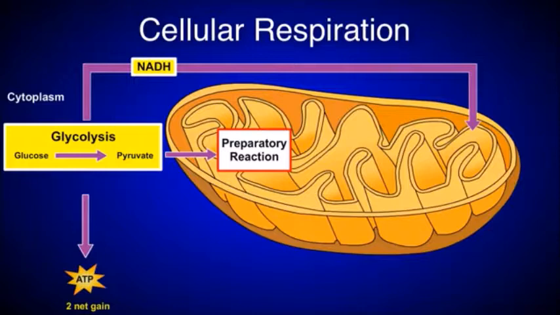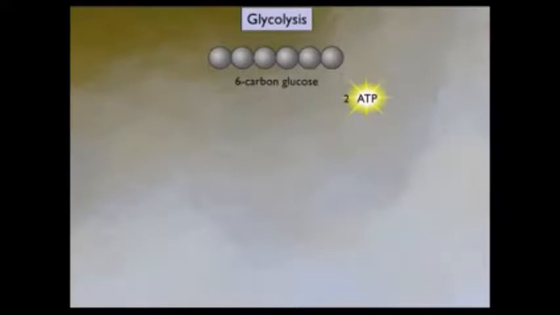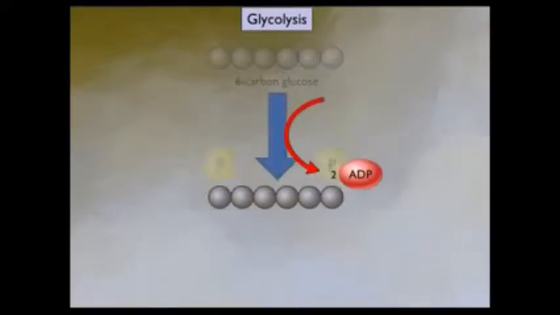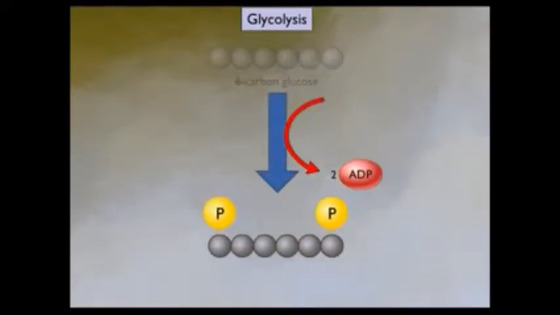Overall, the process of glycolysis produces a net gain of 2 pyruvate molecules, 2 ATP molecules, and 2 NADH molecules for the cell to use for energy. In the first half of glycolysis, 2 adenosine triphosphate (ATP) molecules are used in the phosphorylation of glucose, which is then split into 2 3-carbon molecules.